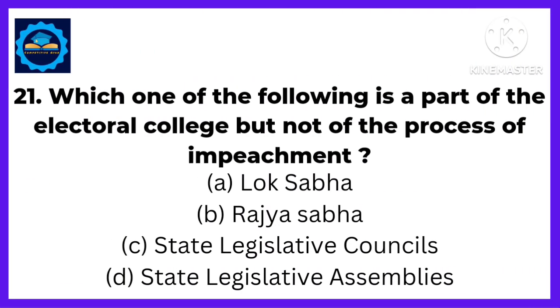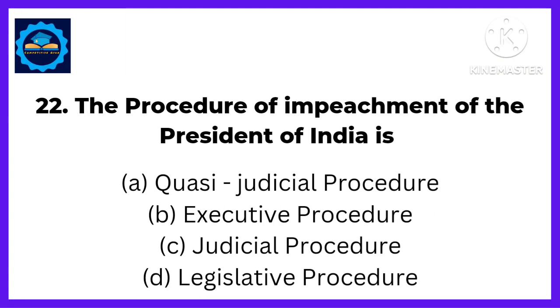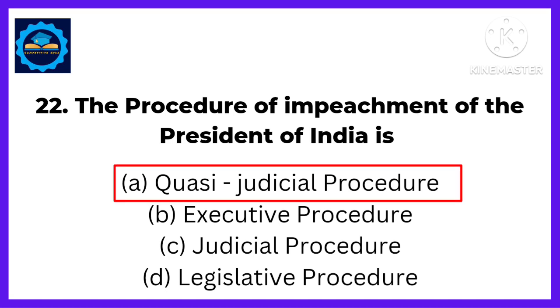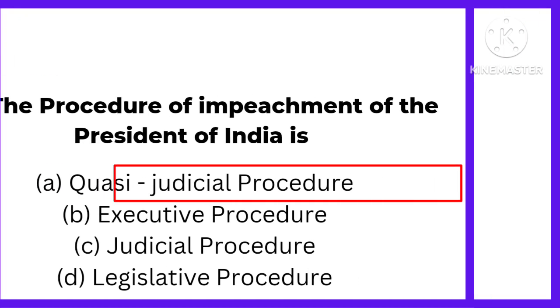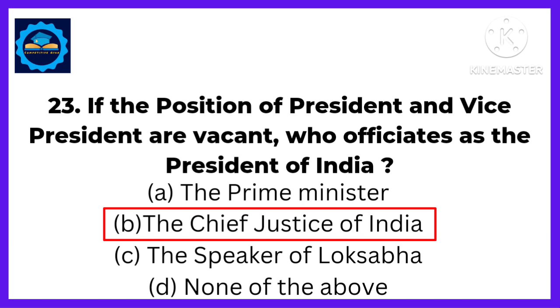Next, which one of the following is a part of the Electoral College but not of the process of impeachment? Answer. State legislative assemblies. Next, the procedure of impeachment of the President of India is? Answer. Quasi-judicial procedure. Next, if the positions of President and Vice President are vacant, who officiates as the President of India? Answer. The Chief Justice of India officiates as the President of India.